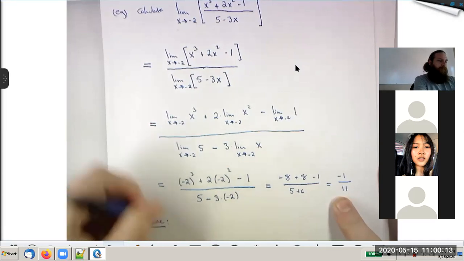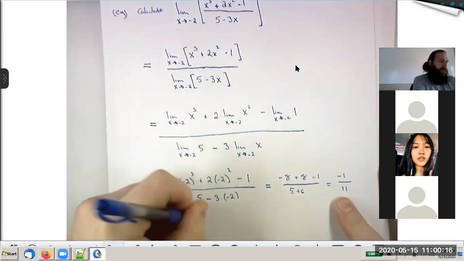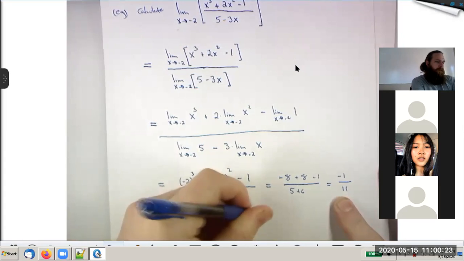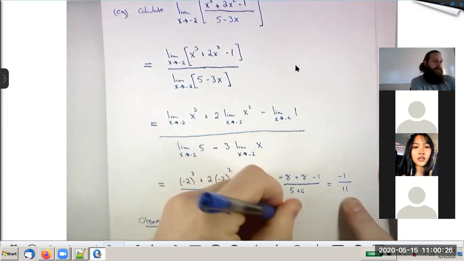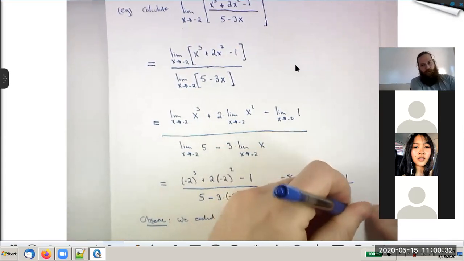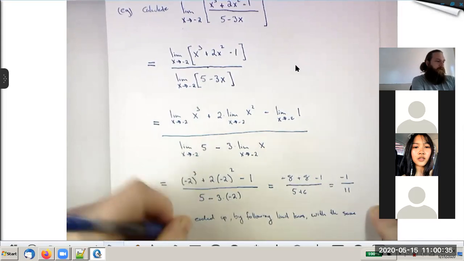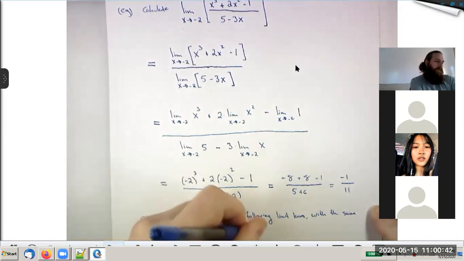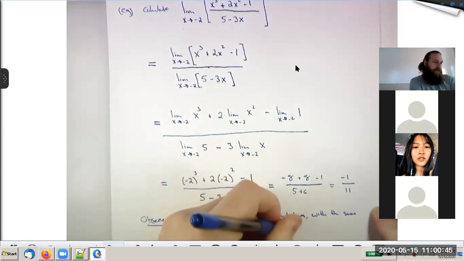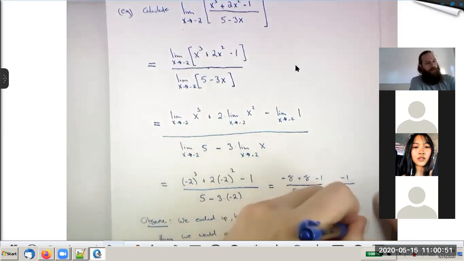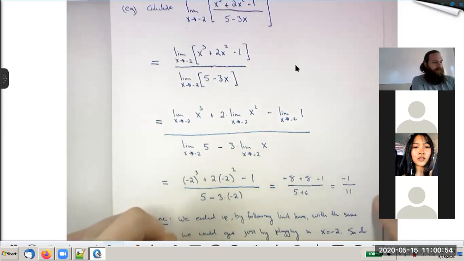We ended up, by following the limit laws, with the same thing we would get just by plugging in x equals -2. So do that instead.